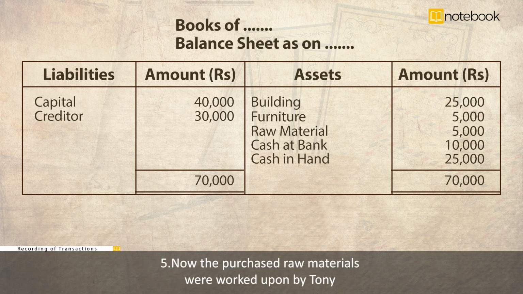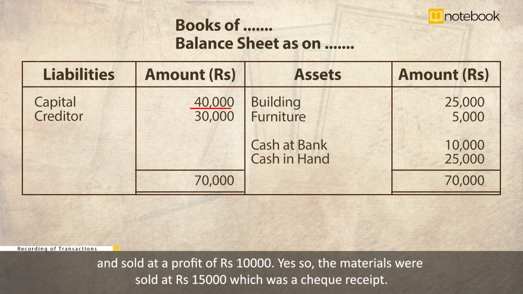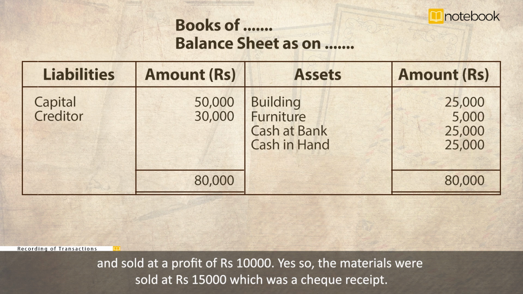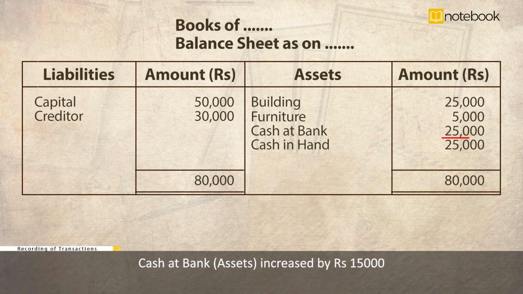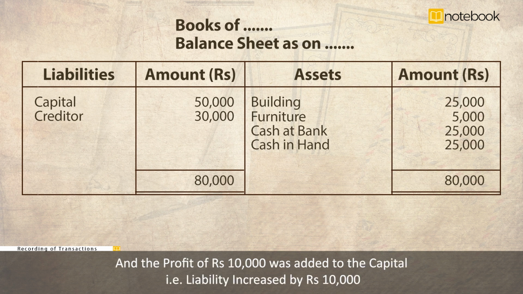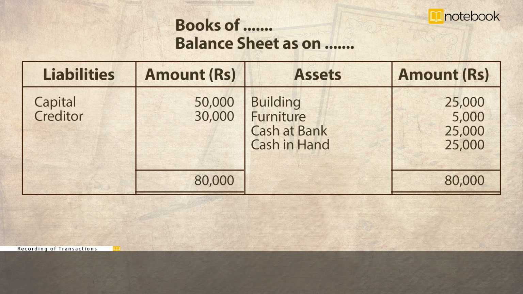Now, the purchased raw materials were worked upon by Tony and sold at a profit of rupees 10,000. Yes, so the materials were sold at rupees 15,000, which was a cheque receipt. So, in this case, the raw materials, that is assets, decreased by rupees 5,000. Cash at bank, that is assets, increased by rupees 15,000. And the profit of rupees 10,000 was added to the capital, that is liability increased by rupees 10,000.